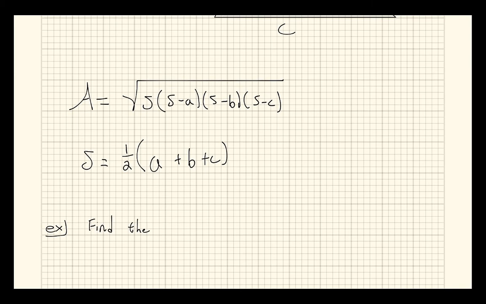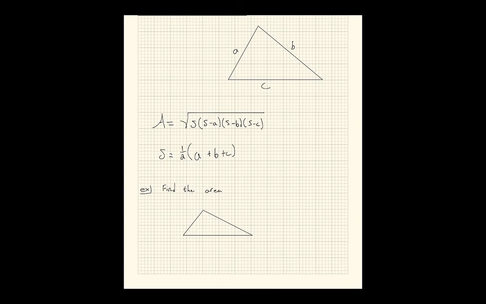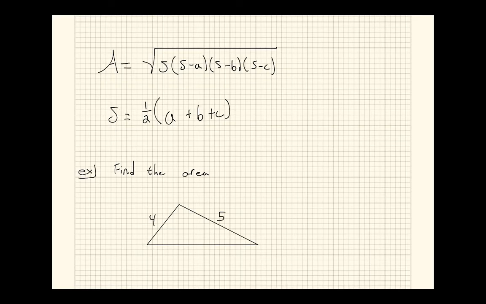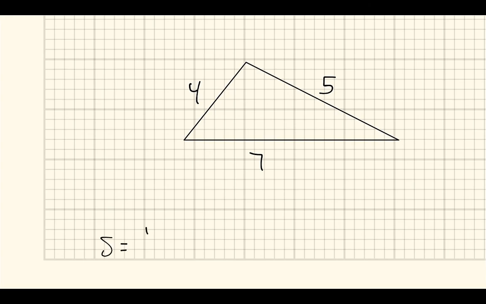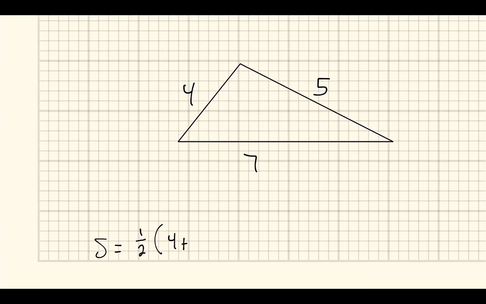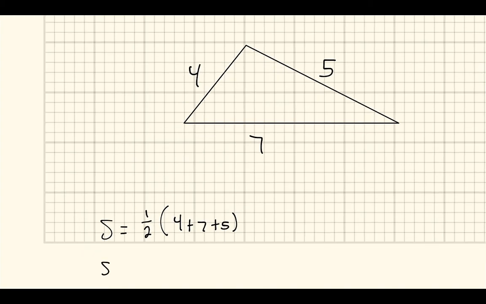So let's take a look at this problem here. Find the area. Here's a triangle. We have distances of 4, 5, and 7. If we want to find the area, first thing to do would be to add up all the lengths and divide them by 2. So s is half of 4 plus 7 plus 5. 4 plus 7 makes 11, and 11 plus 5 makes 16. If we divide the 16 by 2, s is going to be 8.